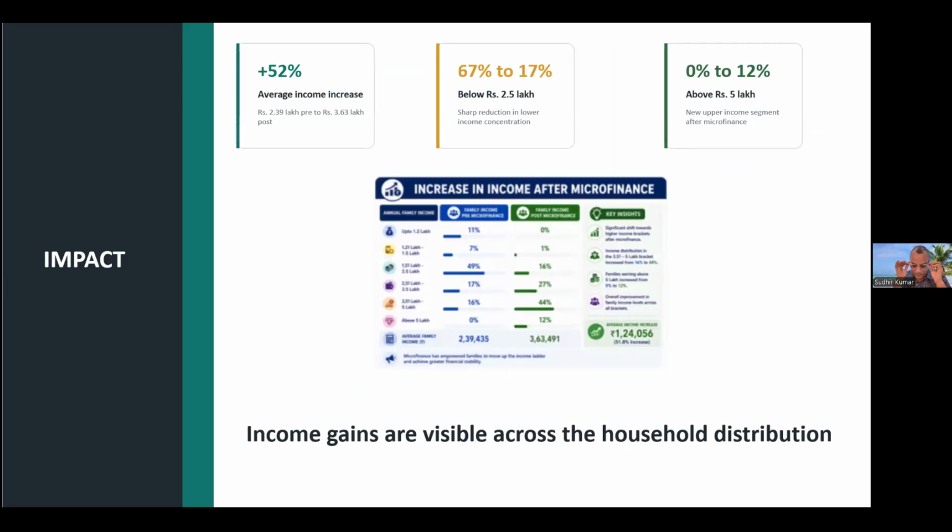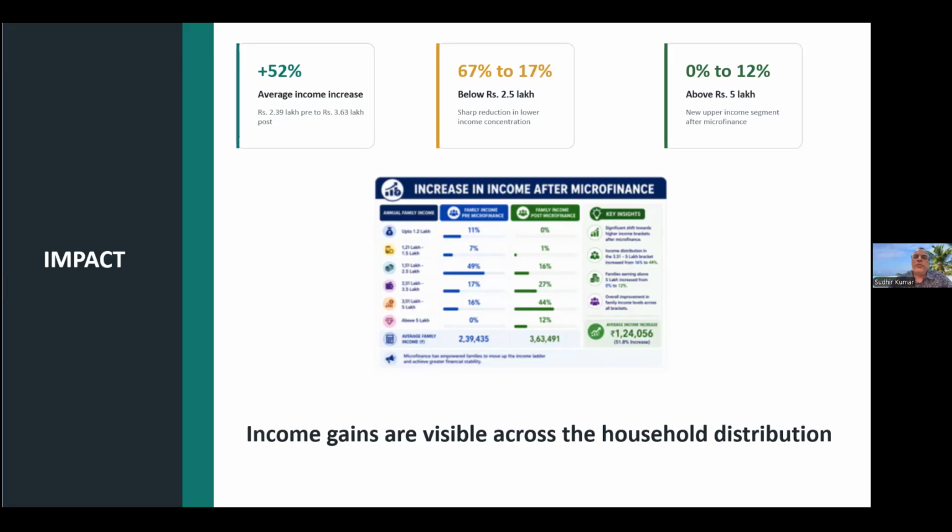Now we come to impact. If you just look at the first cycle loan size and the current loan, that itself is an impact indicator, because if your loan size increases from 36,000 to an outstanding 1,14,000, it's a signal of economic wealth and progression of the whole family. Looking at the raw numbers, there is a 52% average increase in income reported over the period. The income has improved from 2.39 lakhs to 3.63 lakhs, an addition of 1.24 lakhs.